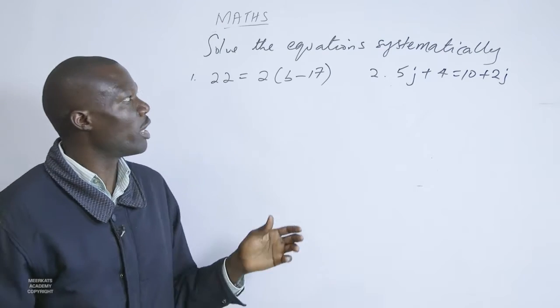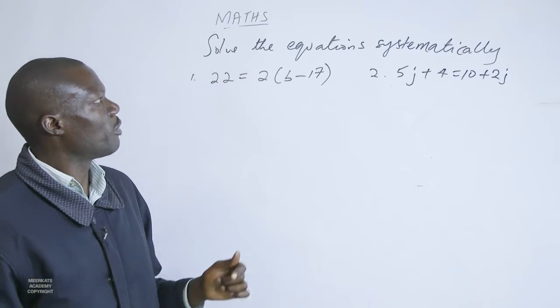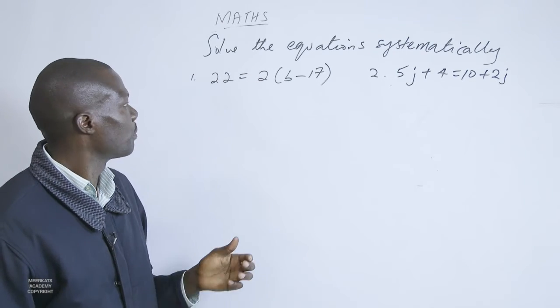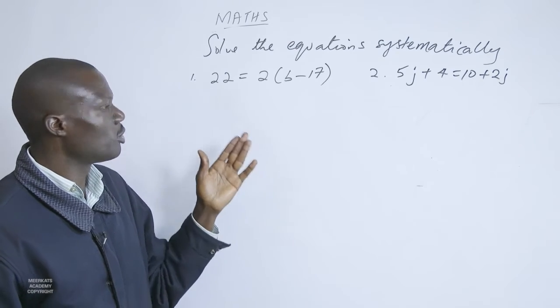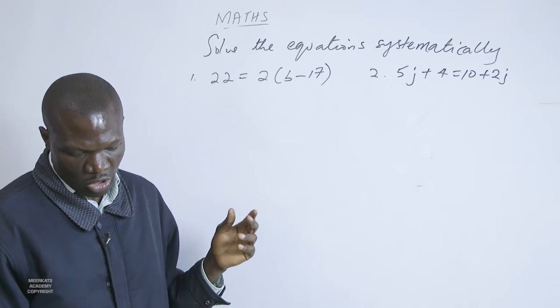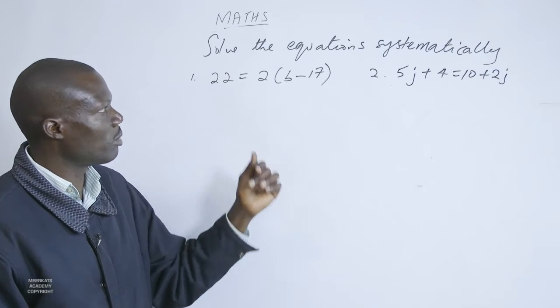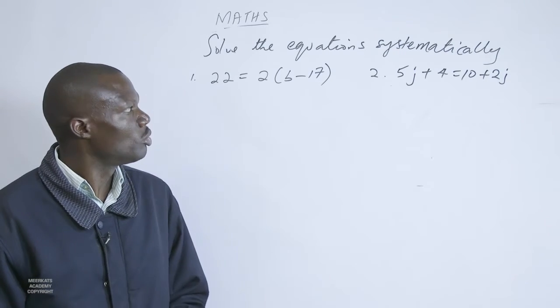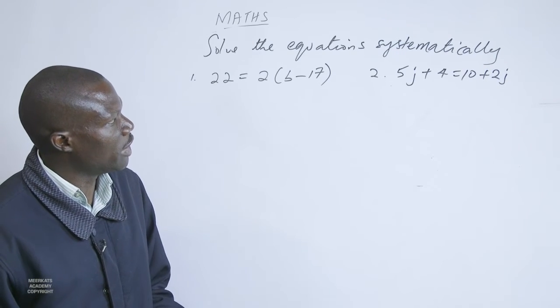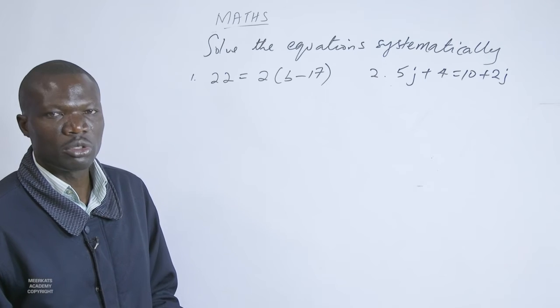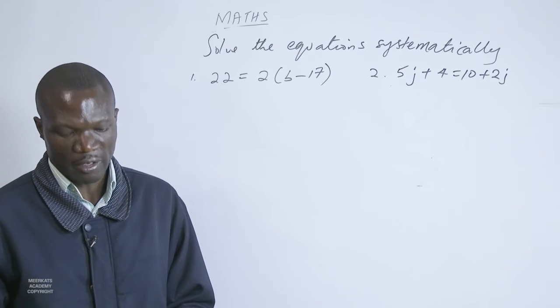So this, we are asked, solve the equation systematically. 22 is equal to 2 into bracket b minus 17, close the bracket, and 5j plus 4 is equal to 10 plus 2j.